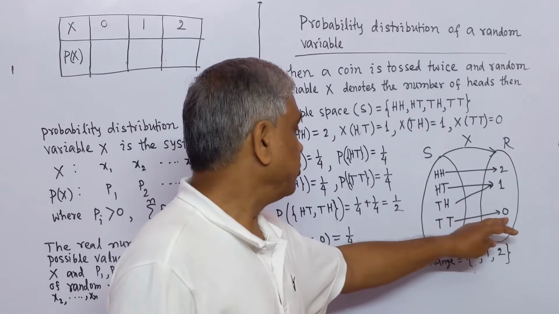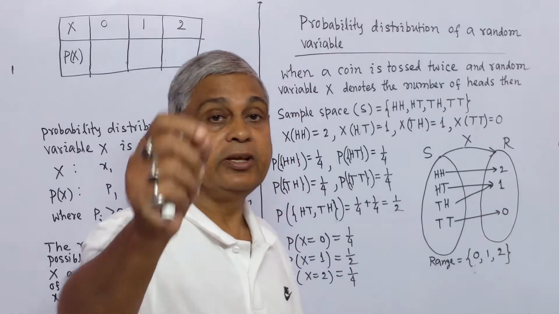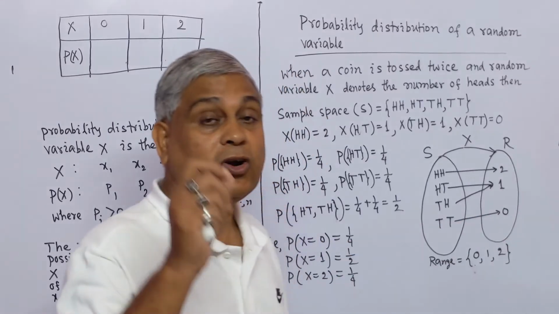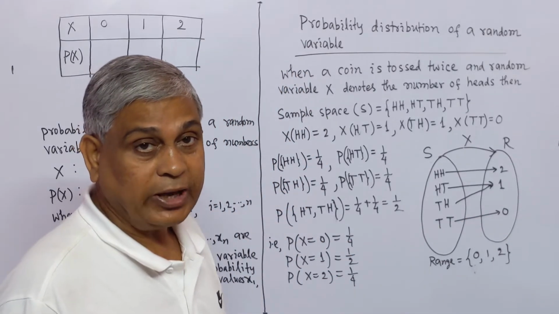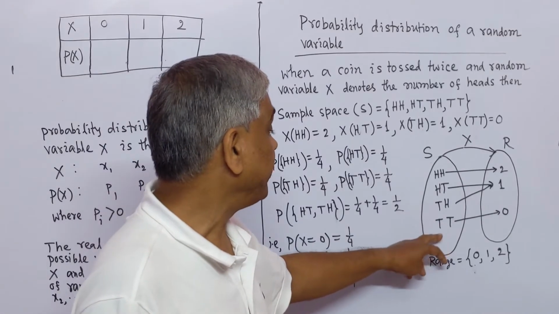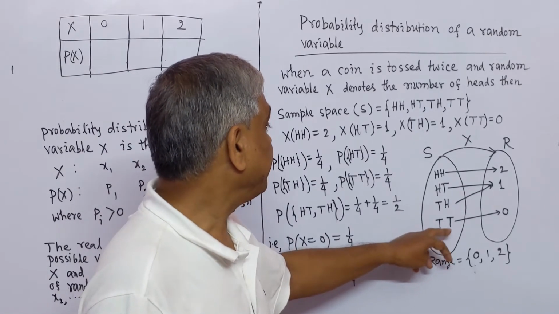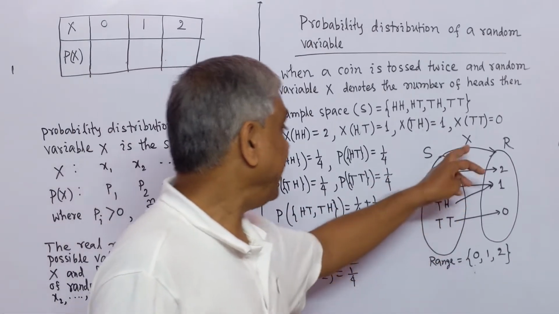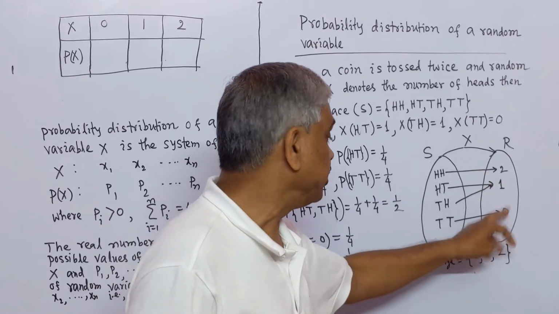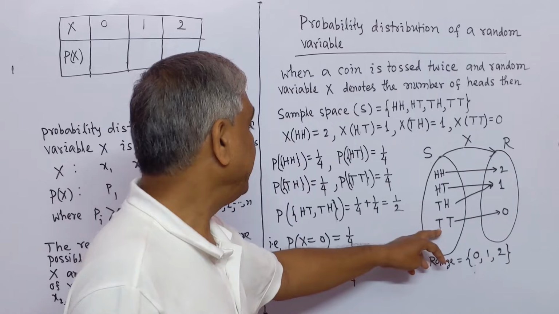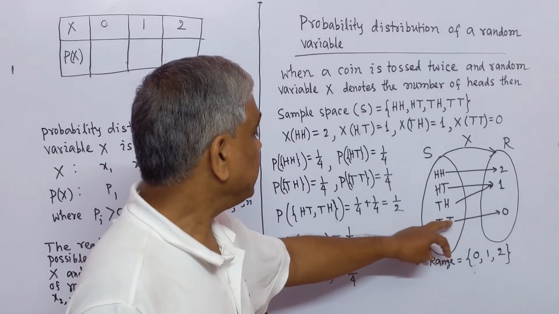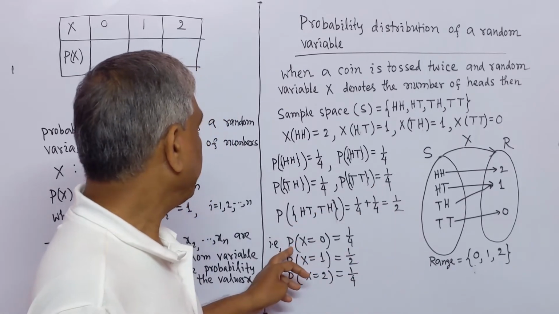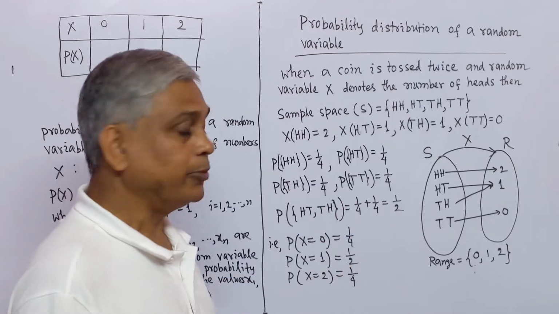Now we want to relate 0 with the probability. Here TT is the pre-image of 0, so we have to find the probability of TT. Probability of TT is 1 by 4. So when X equals 0, meaning the functional value is 0, the probability will be the probability of this outcome TT, and that is 1 by 4.